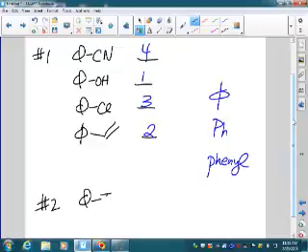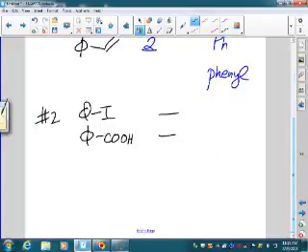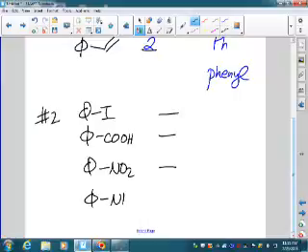Okay, so we have a benzoic acid, nitrobenzene, and aniline. What's number 1? Aniline, nitro is 4. What's number 2? Yeah, yeah. And then the COOH is third here. Okay, let's get to the reactions.